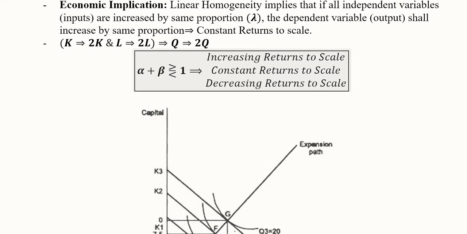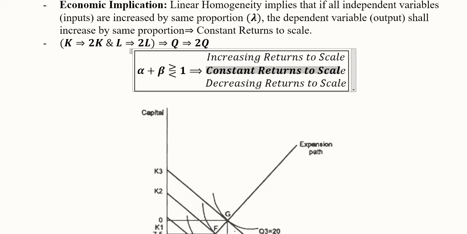It can be greater than 1, it can be less than 1 as well. So if it is greater than 1, then it would imply increasing returns to scale, and if it is less than 1, then it would show decreasing returns to scale. And definitely if it is equal to 1, it will show constant returns to scale.